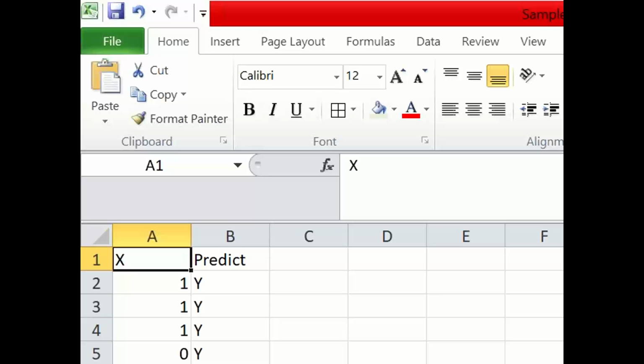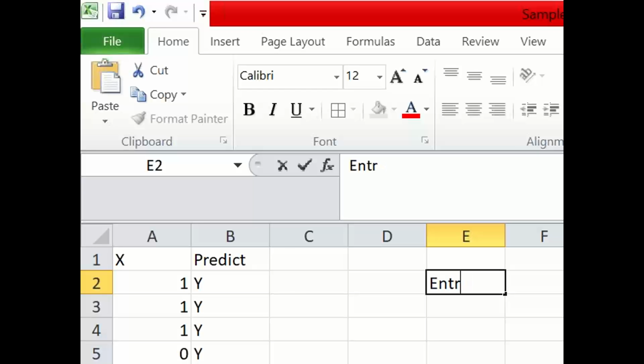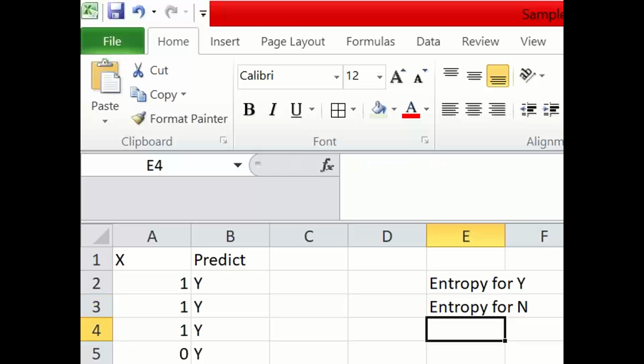Yes, Sakshi. Information gain and entropy, both of them will lie between 0 and 1 only. Now try to calculate the entropy for this. Let's see who can do this. You have to give me the entropy for yes, the entropy for no, and then the total entropy.